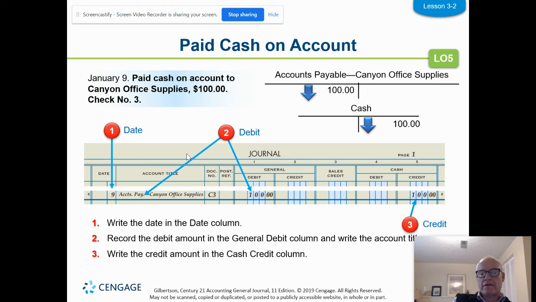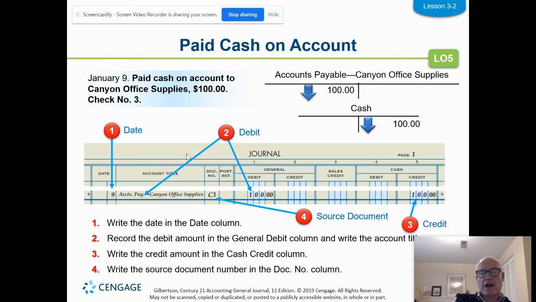We're going to credit the cash credit column, which already exists. We have a special column for that. We don't have to write in cash over an account title. We have a special column, so we're going to credit cash. Again, at the end of the day, assets equals liabilities plus equity, debits equal credits. Every time. Write the source document number in the document number column.